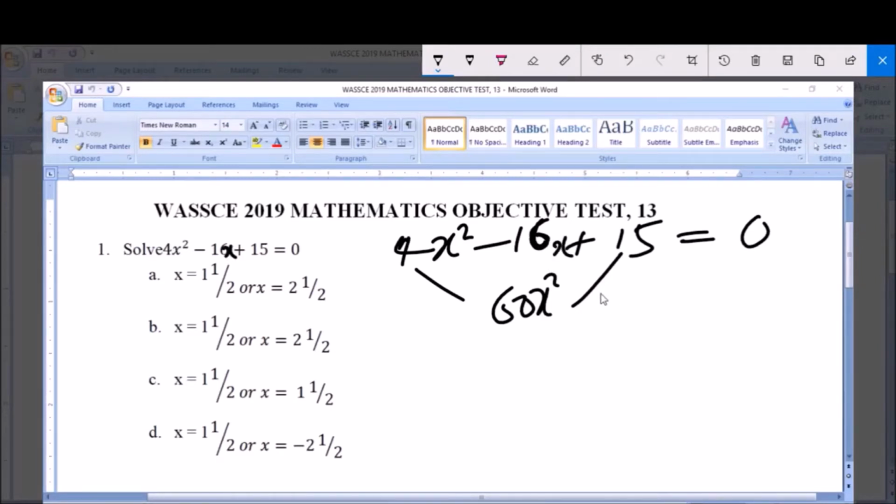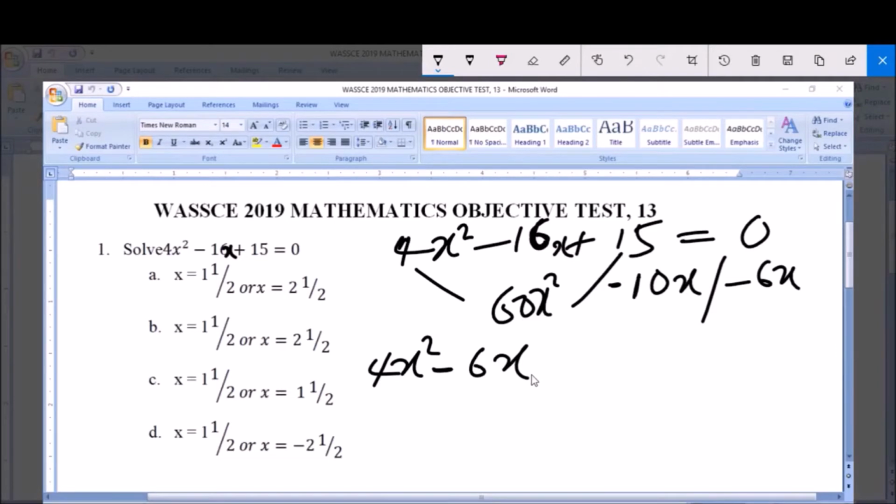Those two numbers would be minus 10x and minus 6x. Minus 10x plus minus 6x will give you minus 16x. Minus 10x multiplied by minus 6x will give you 60x squared. So we say 4x squared minus 6x minus 10x plus 15 equals 0. Now we factorize, we find the common factors.